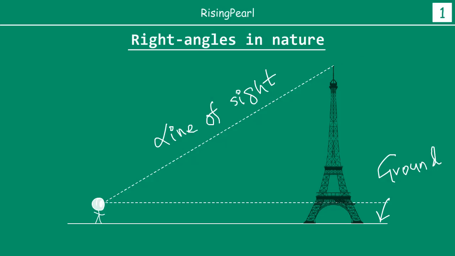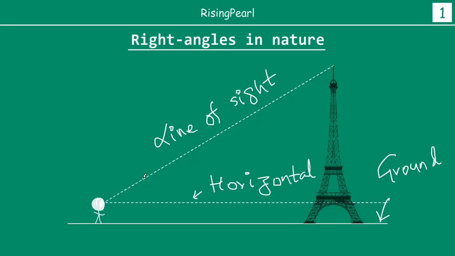Now also, imagine a straight line at my eye level which is parallel to the ground, shown by this dotted line. This line is called the horizontal.